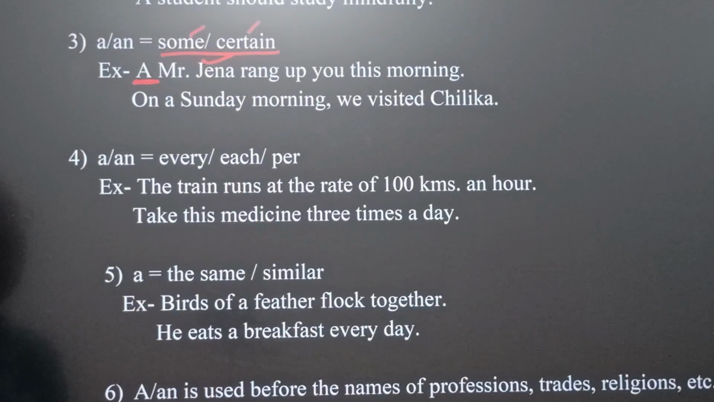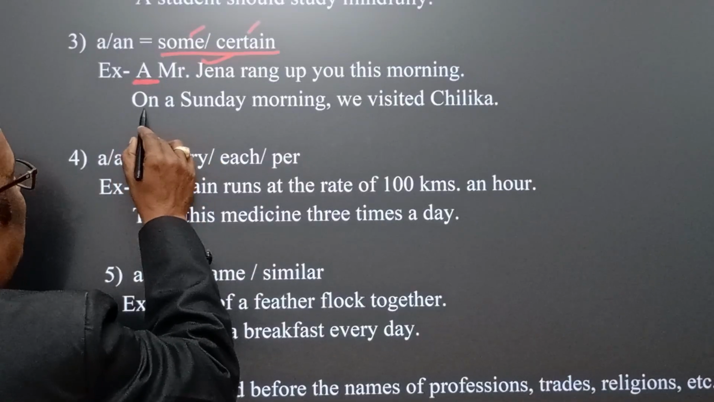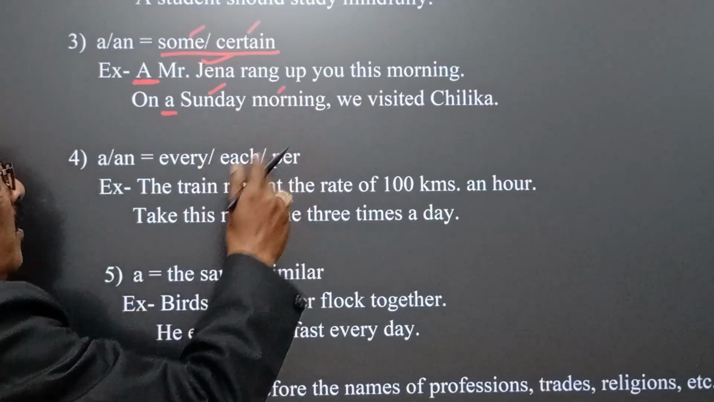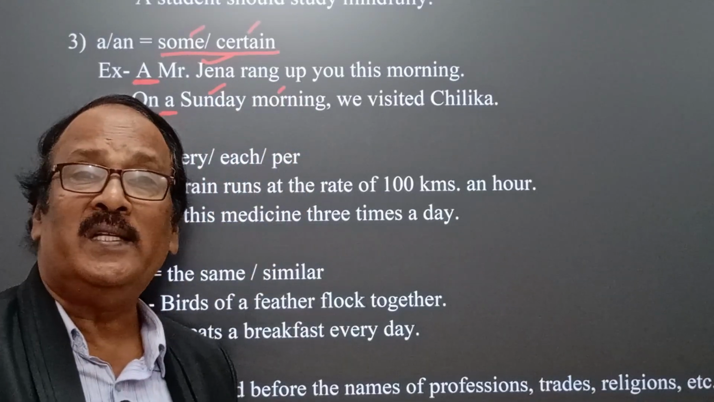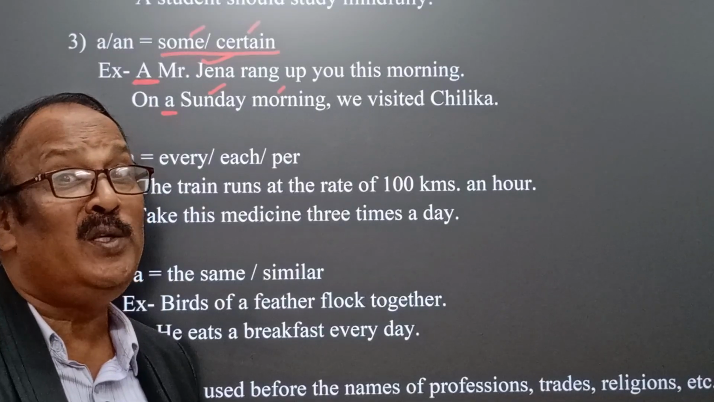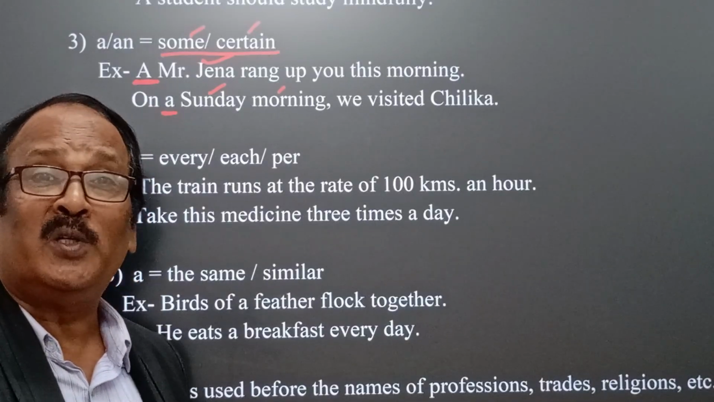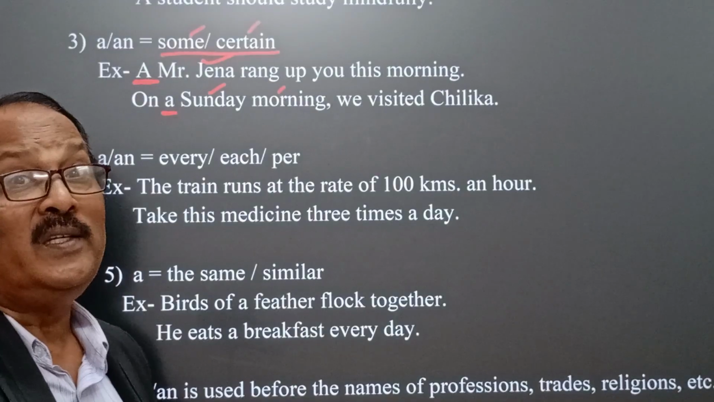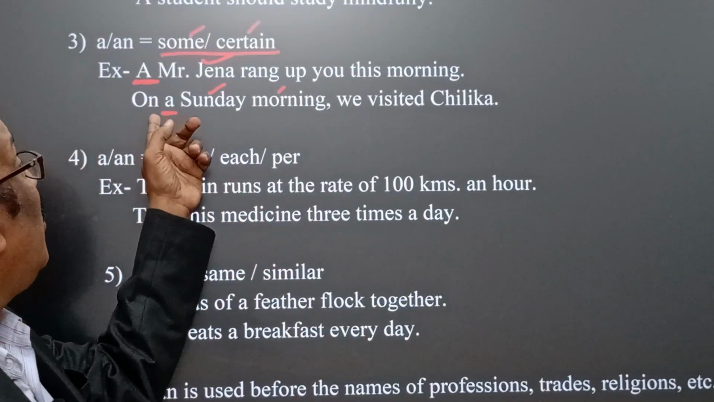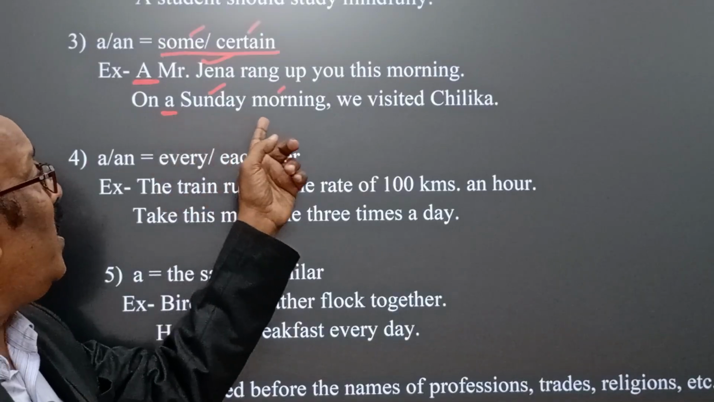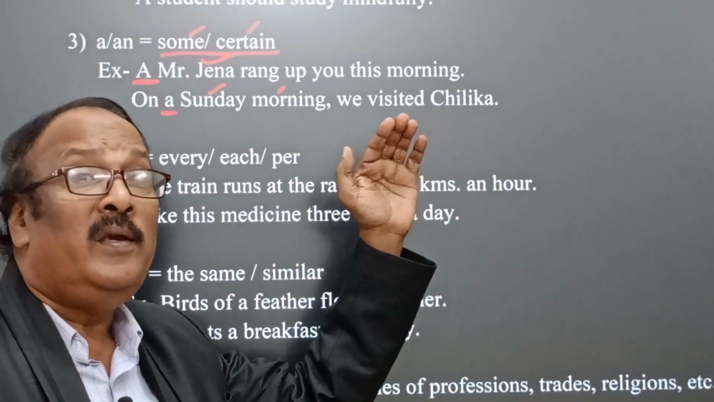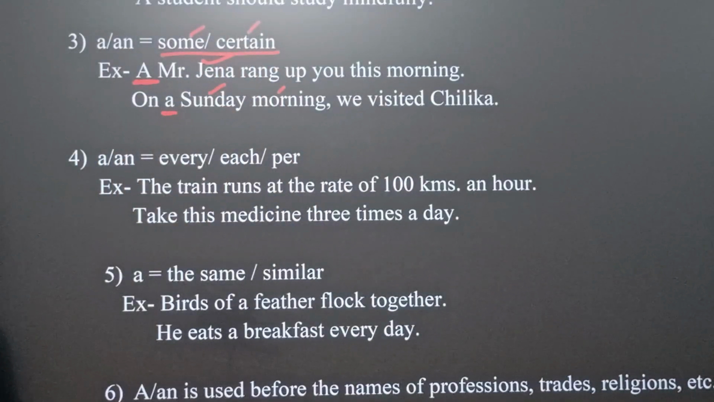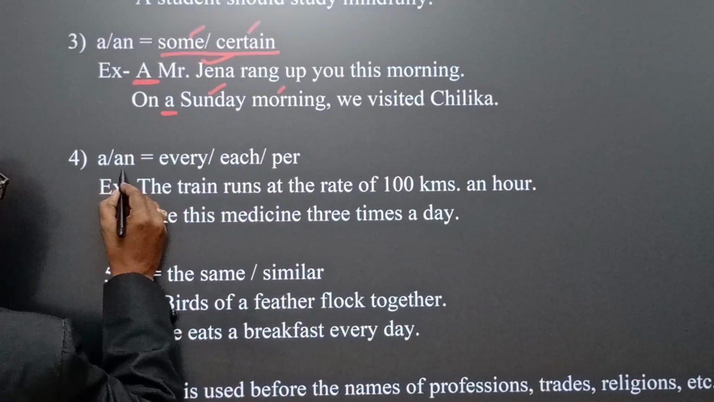And in the second sentence we find: on a Sunday morning. A Sunday morning. You see here, on a Sunday morning we visited Chilika. It means the speaker is not very conscious about the date, but he remembers that it was a Sunday morning. Therefore he says on a Sunday morning we visited Chilika. Remember this. It means a certain Sunday morning. Now come to the next idea.